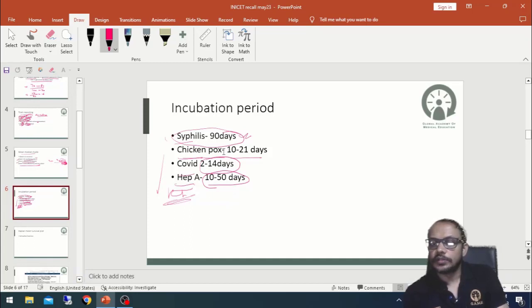The incubation period: a table is given in your notes for the incubation period. You can revise it in the game notes.